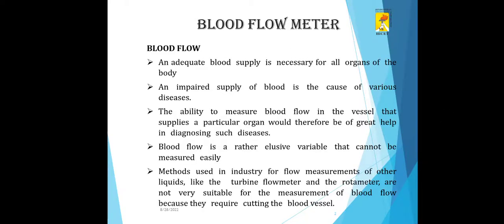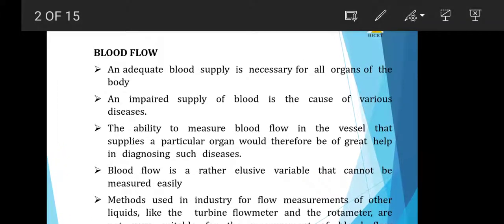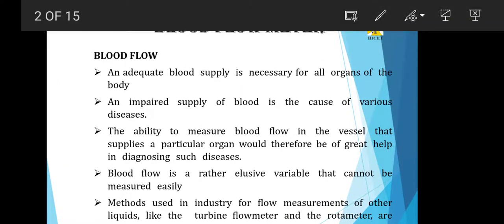So now we see about the blood flow meter. Before the blood flow meter, we can see the blood flow. What do you mean by blood flow? An adequate blood supply is necessary for all organs of the body. An impaired supply of blood is the cause of various diseases. The ability to measure the blood flow in the vessel that supplies a particular organ would therefore be a great help in diagnosing such diseases.